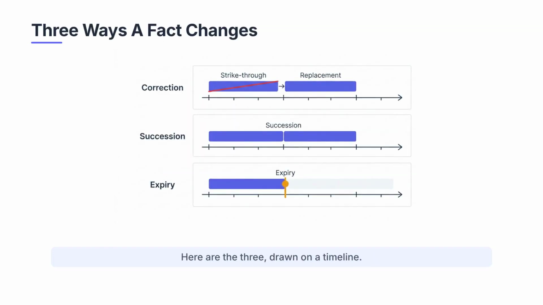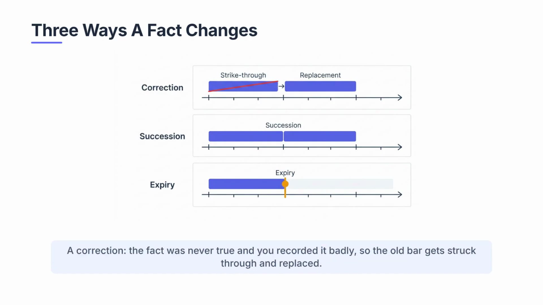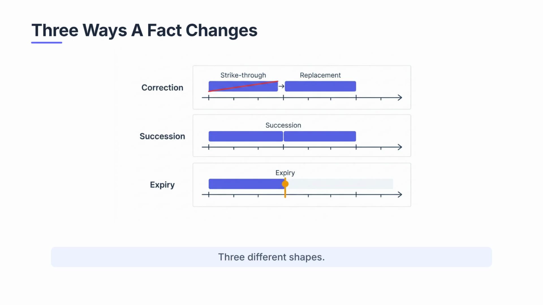Here are the 3, drawn on a timeline. A correction. The fact was never true and you recorded it badly, so the old bar gets struck through and replaced. A succession. It was genuinely true, and then the world moved on, so one bar ends exactly where the next one begins. And an expiry. It was true for a window everybody already knew about, and that window simply closed. 3 different shapes, 3 different responses.